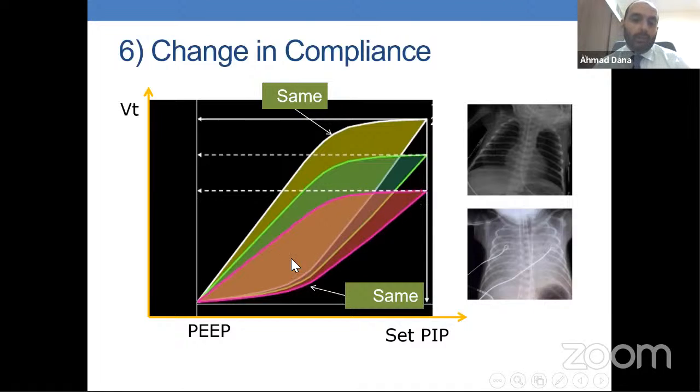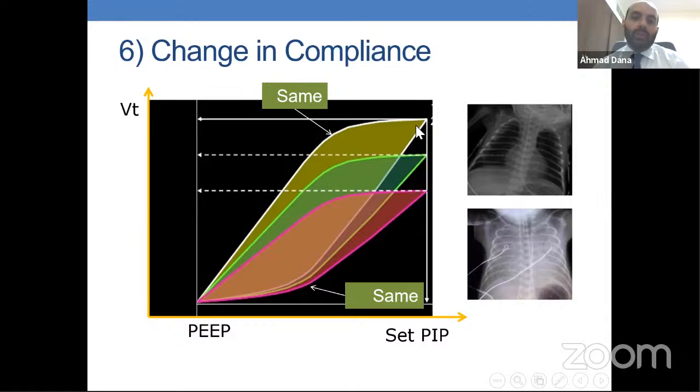So the compliance curve, or the compliance line, will be going towards the right side. Now, when you give the surfactant with the same pressure, the compliance is improving. Why? Because you start to open up the lung easily, the compliance starts to improve. So the compliance line will start to go up, shift to the left, and it means that with the same PIP, you can achieve higher tidal volume.